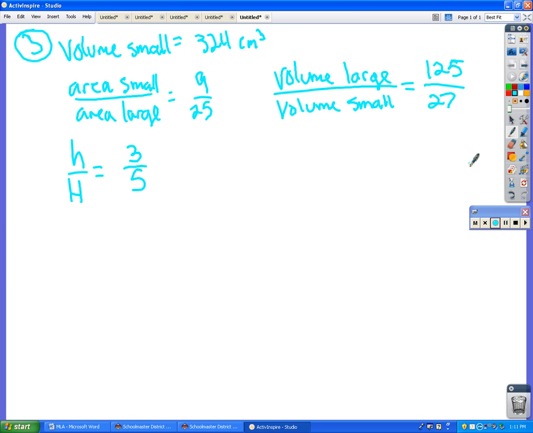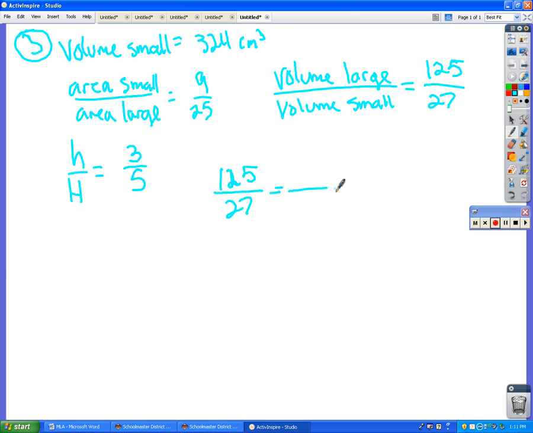Okay, and then now for the last part, we need to use that to figure out the volume of the large prism. So we're going to take that ratio, 125 over 27. Funny looking, that is. The volume of the large one divided by the small one.